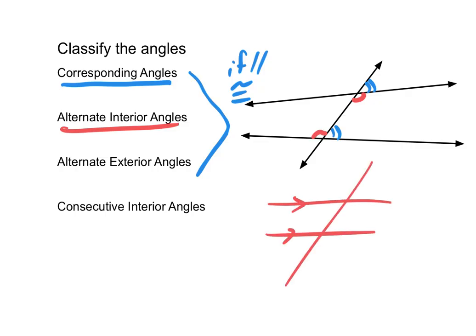If I tell you that these two lines are parallel, what would we know about those two angles? Hannah? 180. 180, okay. They would be supplementary. Okay, so that's the one that's different if we have parallel lines.